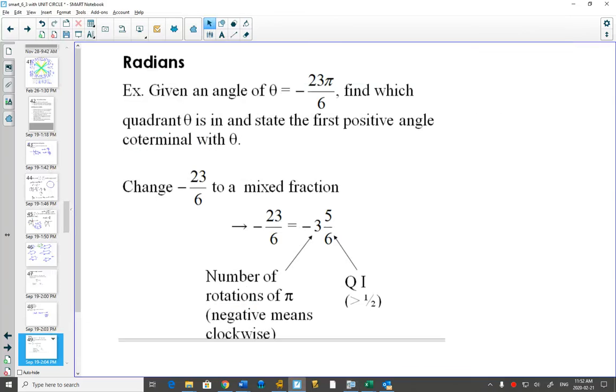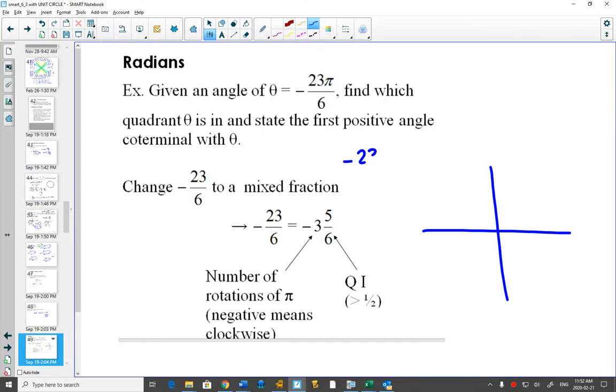But this question is one where we're not using a calculator. And for radians, it's helpful to take the number in front and change it to a mixed fraction. Remember how to do that? How many 6s in 23? 3 full ones, 5 left over. And then you would have negative 3, so negative 23 pi over 6 is equal to negative 3 and 5 sixths pi. And now you're thinking in terms of pi, not full revolutions.